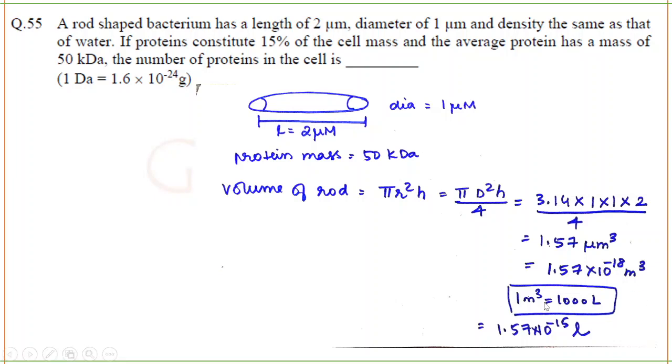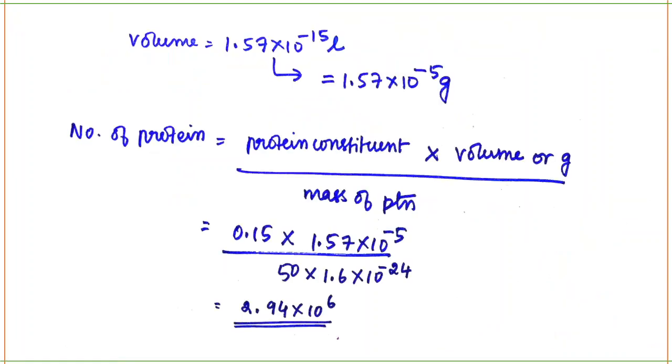We know 1 meter cube is equal to 1000 liter, so you're going to multiply by 1000 here. Then you'll get 1.57 into 10 power minus 15 liter to be the volume. So you know the volume. Now we have to find the number of proteins. The number of proteins will be equal to protein constituent into volume divided by mass of the protein. Protein constituent is 15%, that is 0.15.